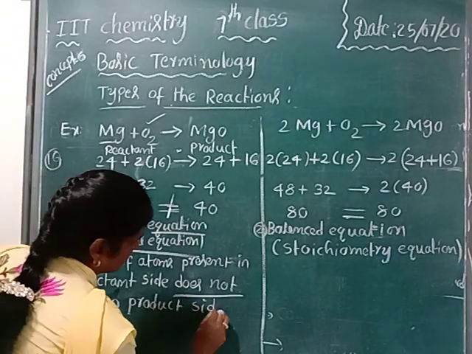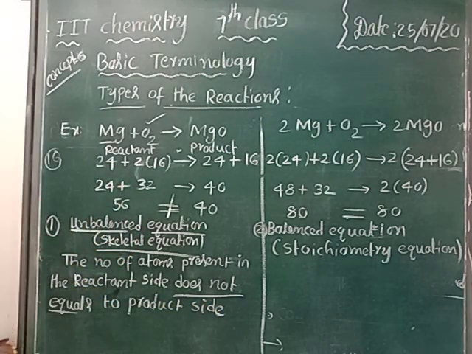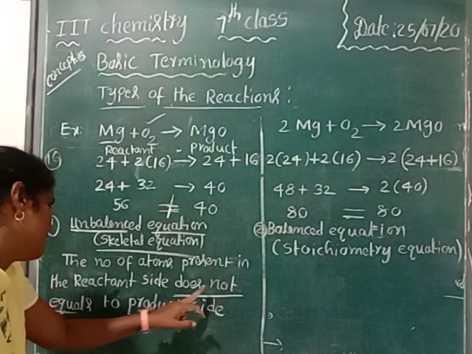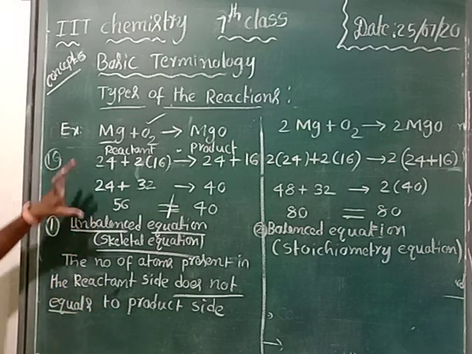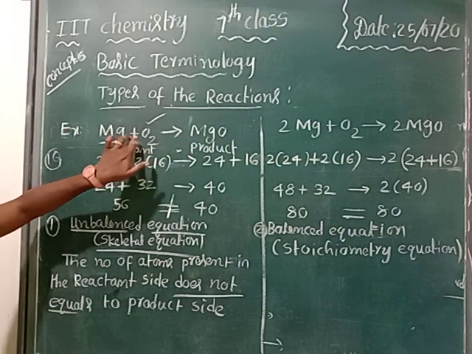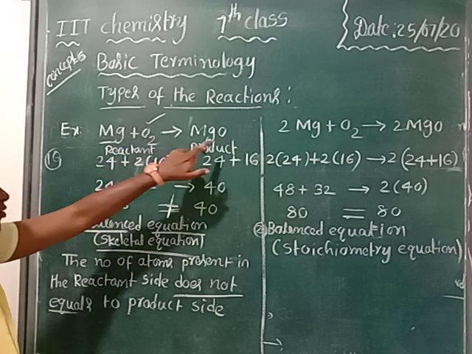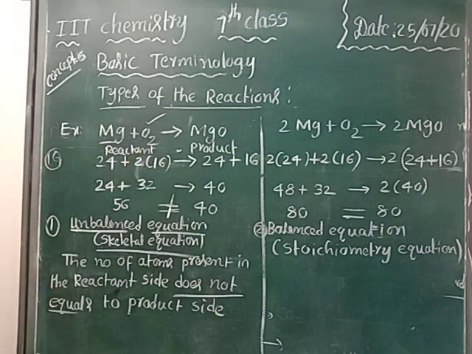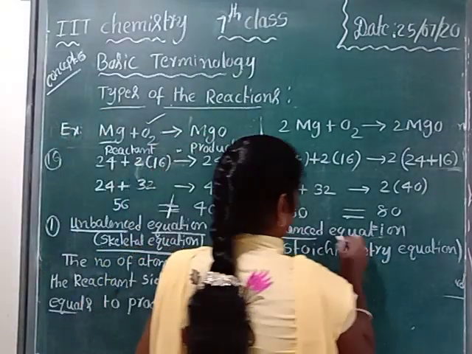This is an example of an unbalanced equation. What is an unbalanced equation, or skeletal equation? The number of atoms present in the reactant side does not equal the product side. Here how many atoms are there? 1 magnesium is equal, but it is unbalanced. Oxygens: here 2, here 1. So it is an unbalanced equation.